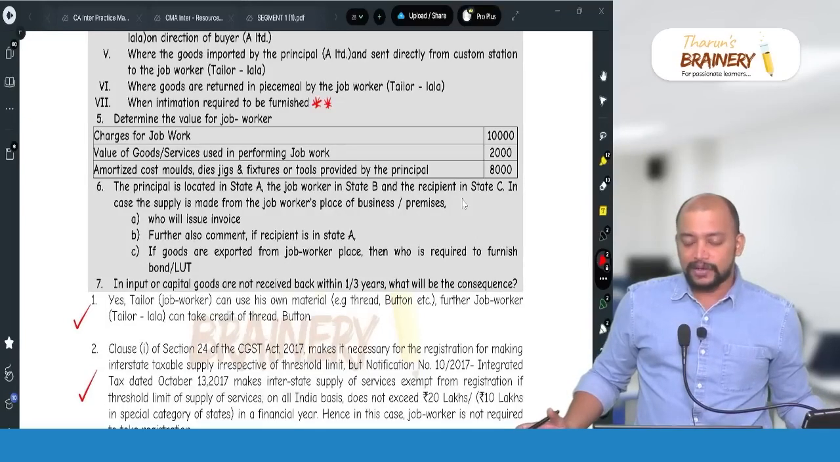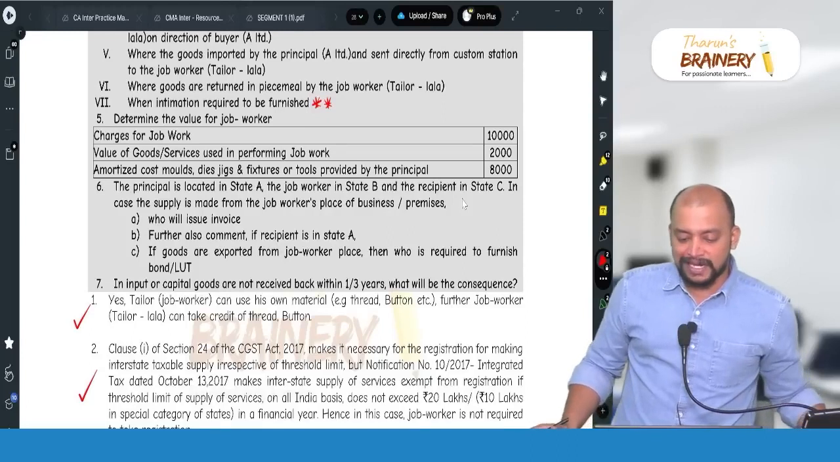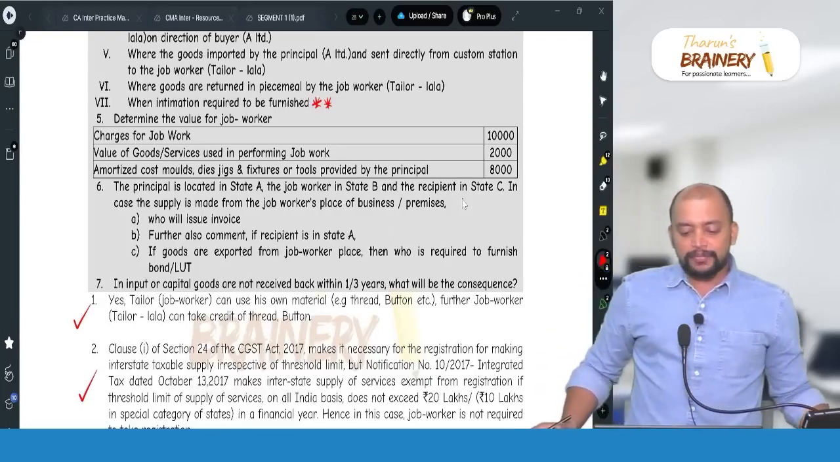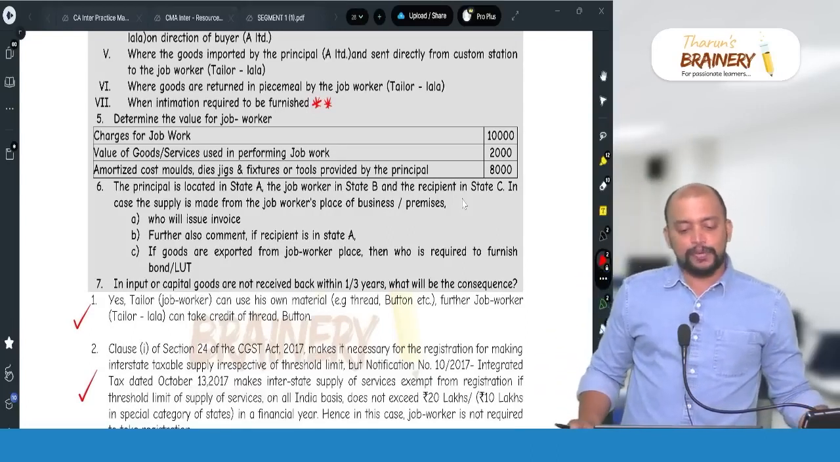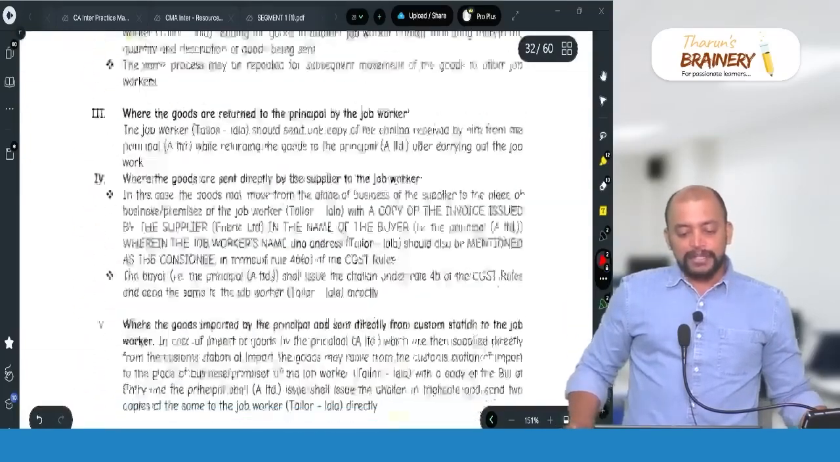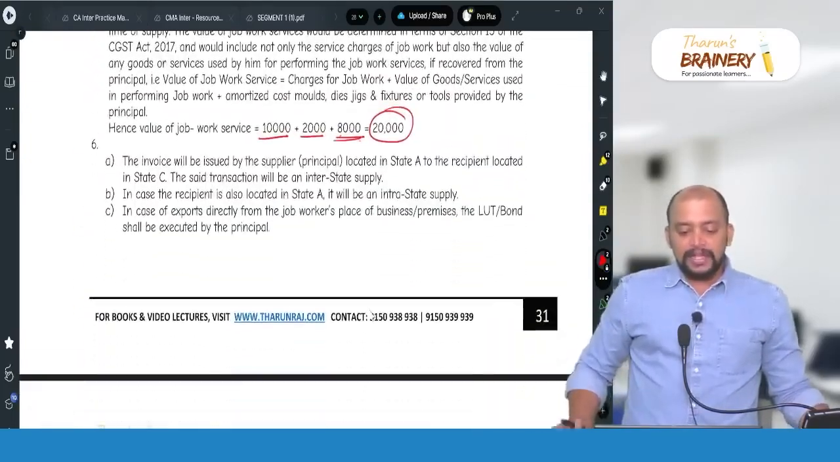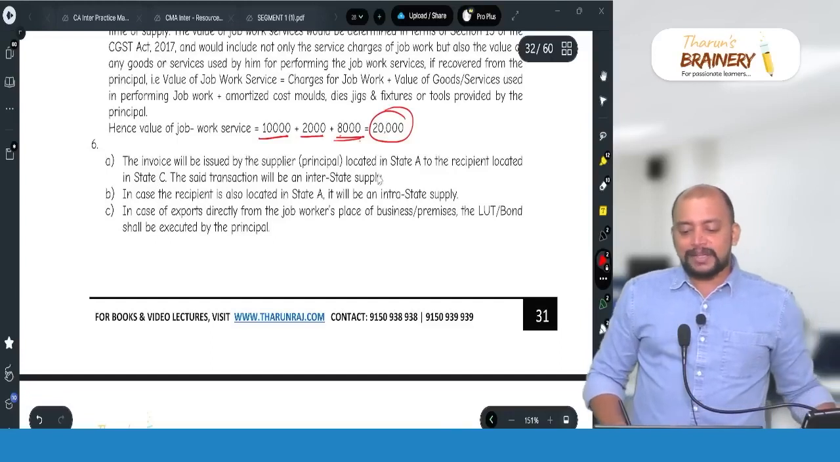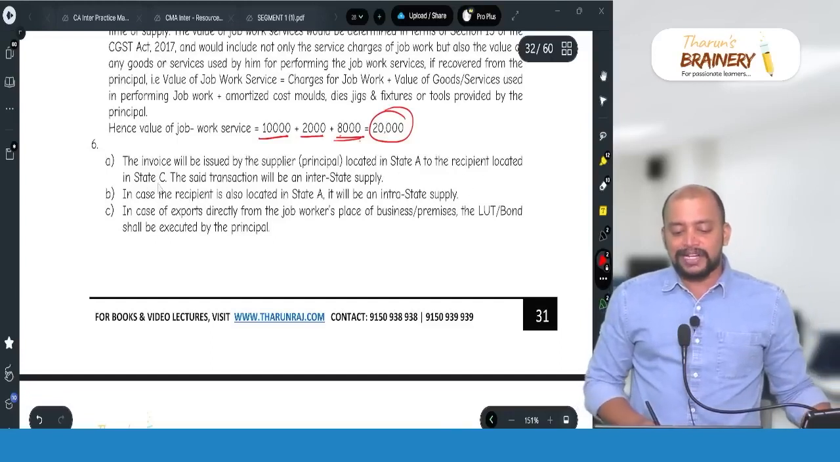Ending point. And if the recipient is in state A, then the place of supply will be state A. If goods are exported from the job worker's place, then who is required to furnish bond or LUT? Principal only. So you can see that the invoice will be issued by the supplier located in state A to the recipient located in state C, and it will be an interstate supply.